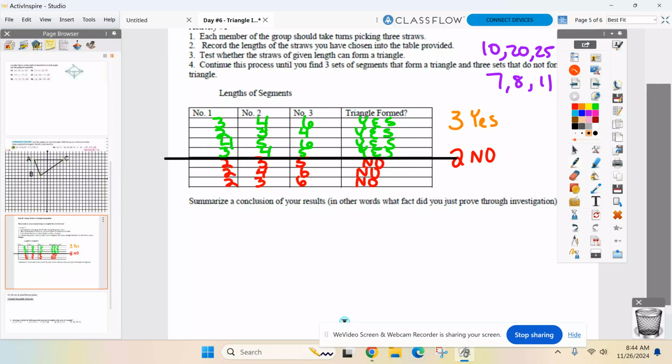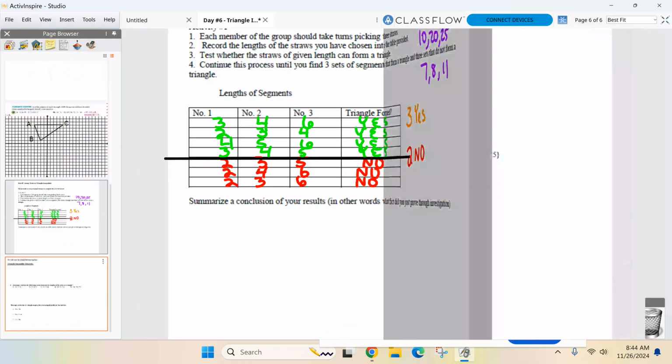All right. Take a look. Why didn't 2, 3, 5 work? Add 2 and 3. What do you get? Is that bigger than that third side? No, it's equal to. Why didn't 2, 3, 6 work? What's 2 plus 3? 5. Is it bigger than the third side? No. All right. So see why these aren't working versus these now. Add up any 2 sides. It must be bigger than the third.